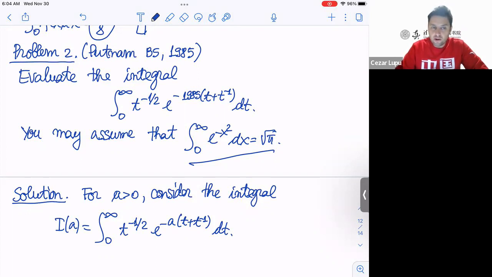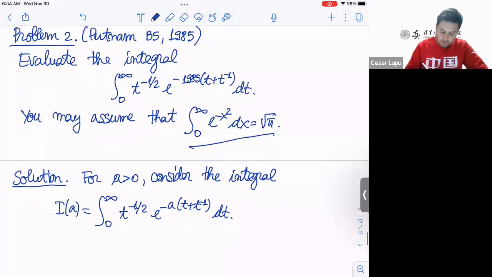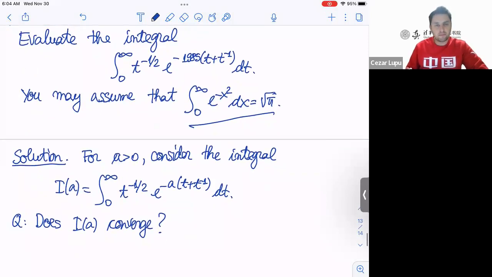We need to make sure that this integral converges. So the first question we need to address, does this integral converge? That is the first question we need to take care of.